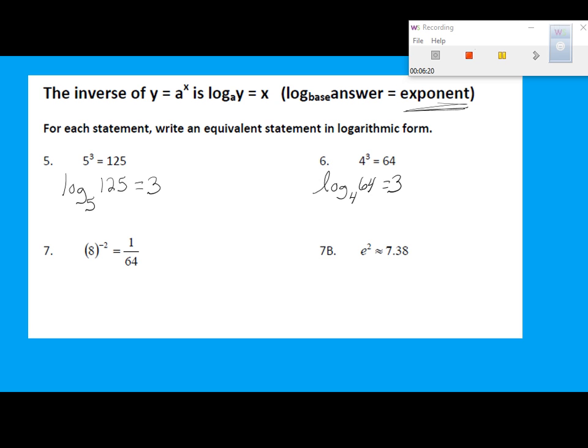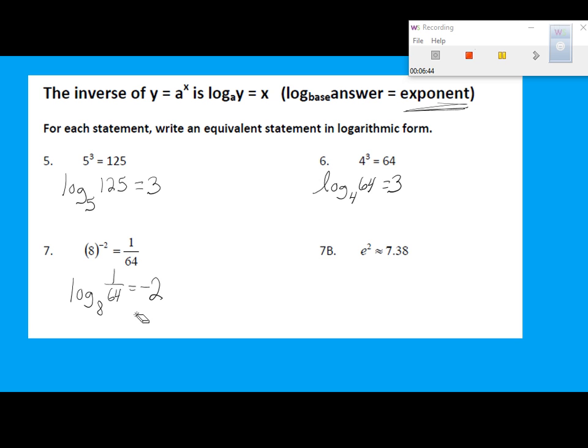Negatives, no problems. This becomes log to the base 8 of 1/64 is negative 2. So as an exponential, 8 to the negative second is 1/64.